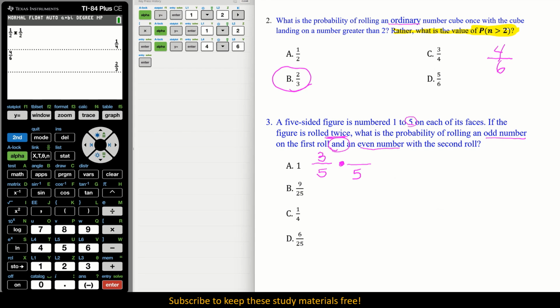For the even, there would only be 2. Let's see if it'll do it. No, it's being cantankerous. Sorry, technology is messing with my world right now. Let's see if I can get it. There. Okay, all right. Go back and grab my pen.